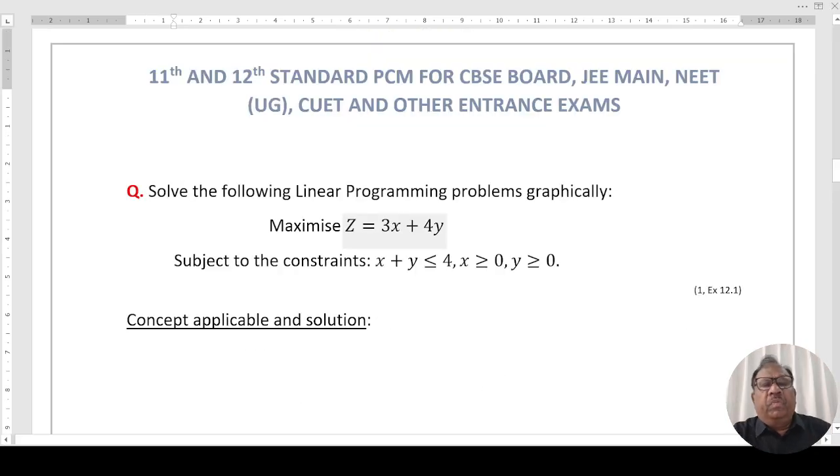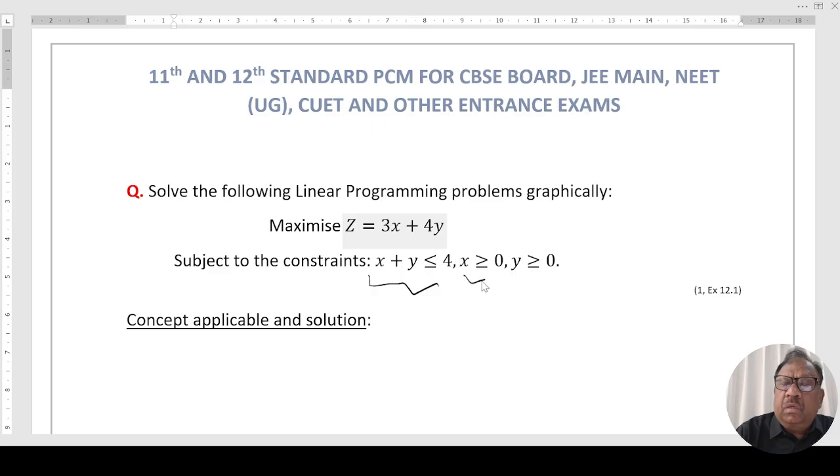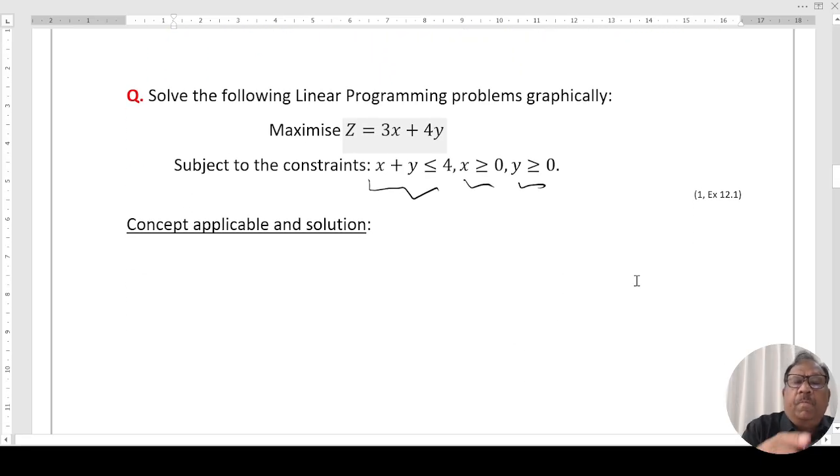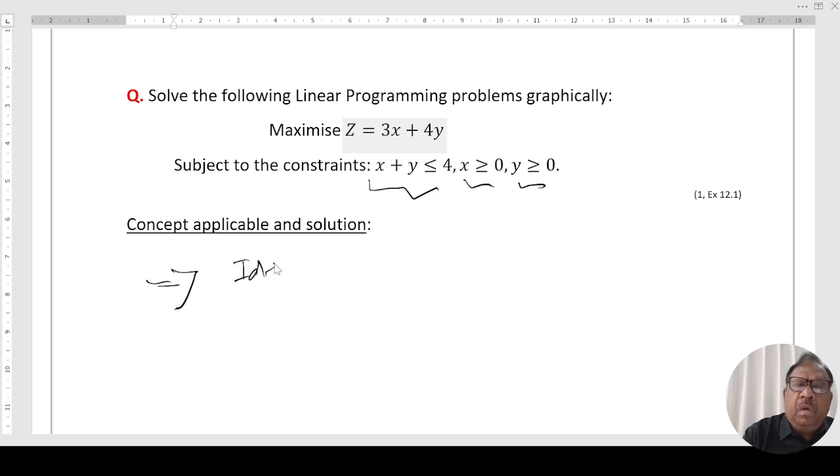The question is: solve the following linear programming problem graphically. Maximize z equal to 3x plus 4y subject to constraints x plus y less than equal to 4, x greater than equal to 0, y greater than equal to 0. Concept, applicability and solution. First of all, identify the feasible region.